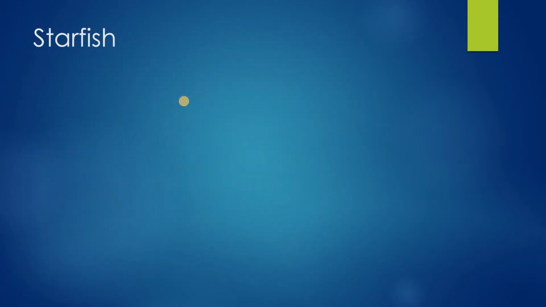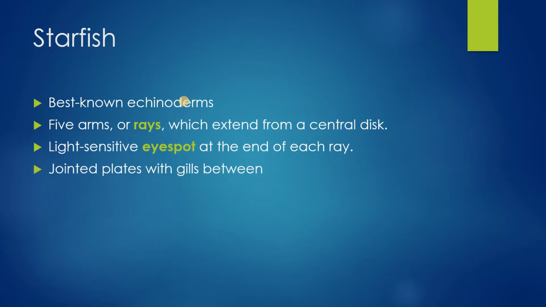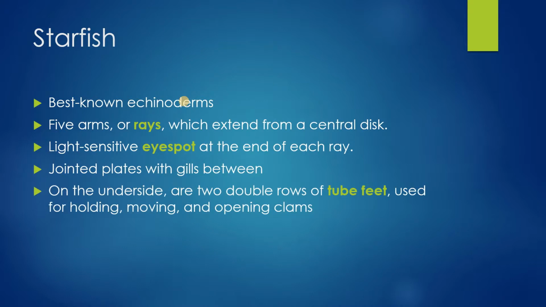All right, let's talk about specifically starfish. These are, of course, the best known. When I'm thinking about an echinoderm, this is one that's going to come to my mind. They do have 5 arms, or rays. Each one of those, if you think about the central disc and the pieces that come off of those, will be rays. Now they do have an eye spot, which looking at several pictures was very difficult to find, but is on the end of each of those rays. And then, of course, they have jointed plates with gills between them. So, of course, as they start to move, they can breathe or pull water into their bodies. On the underside are 2 double rows of tube feet used for holding, moving, and opening clams. And so I'll show you that in a moment.